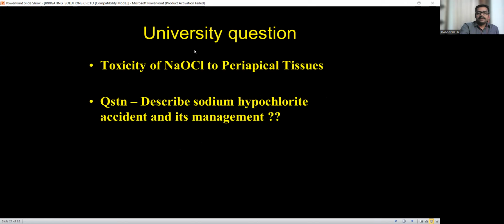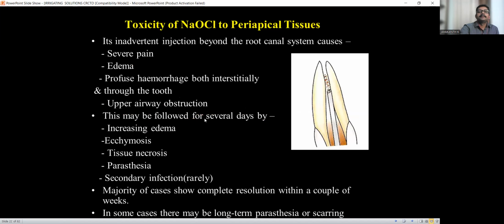Now, as I told you earlier, this is another university question you get every year: toxicity of sodium hypochlorite to periapical tissues. Or the question can be like this: describe sodium hypochlorite accident and its management. Now let us see the toxicity of sodium hypochlorite to periapical tissues.